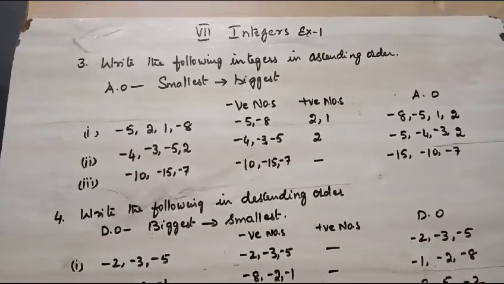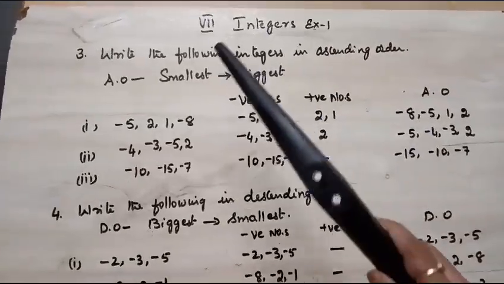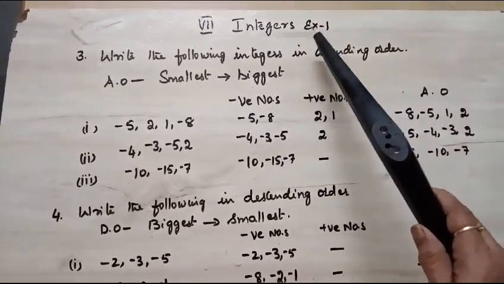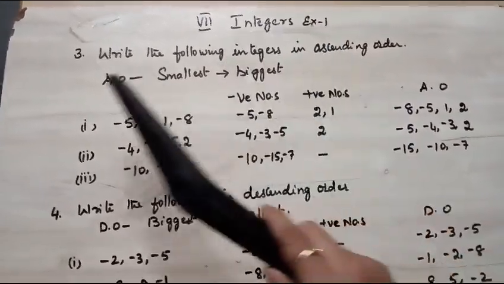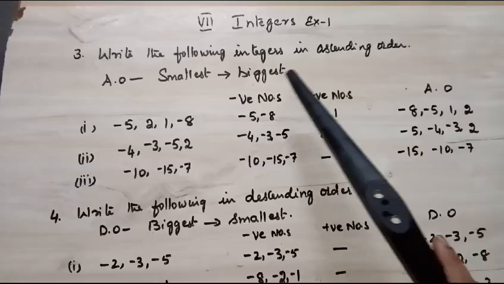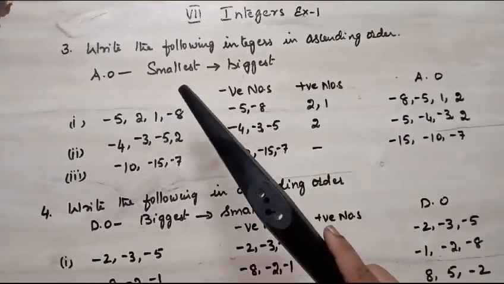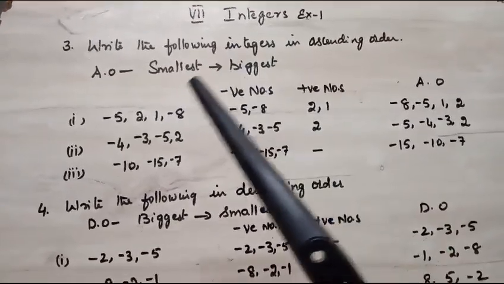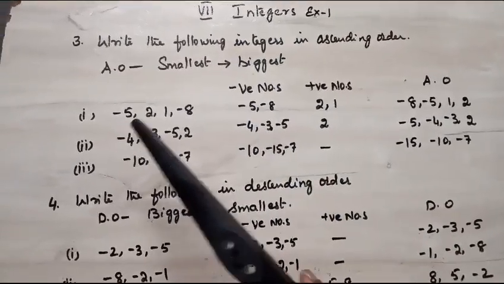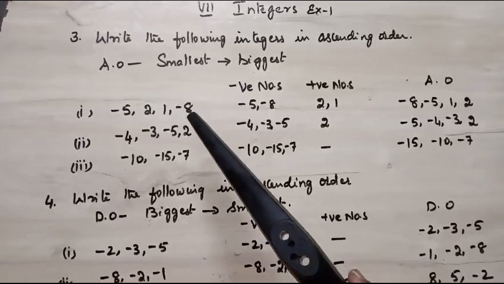Children, now 7th class Telangana State Syllabus Integers Exercise 1. Third problem. Write the following integers in ascending order. Ascending order means what? From smallest to biggest. So the values given here are -5, 2, 1 and -8.